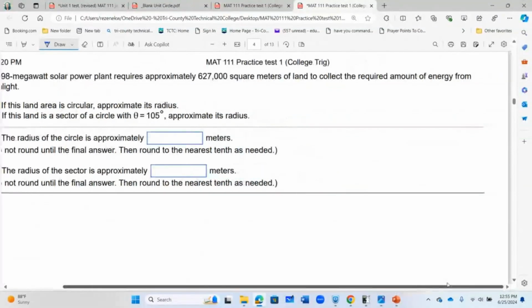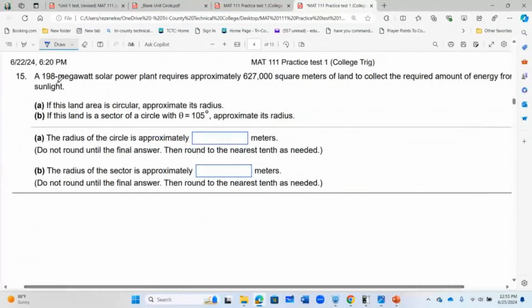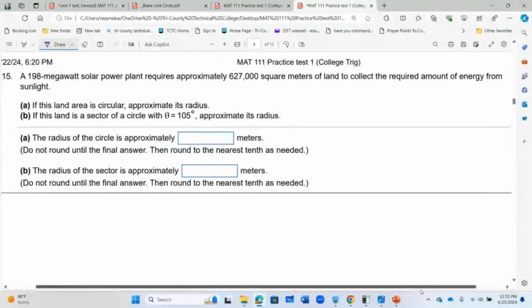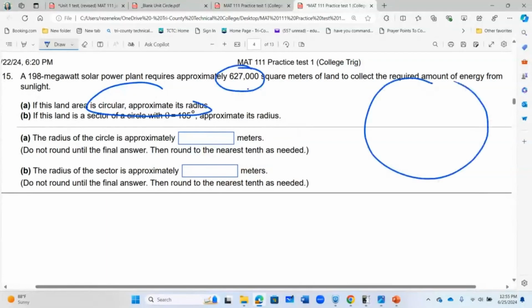A 198 megawatt solar power plant requires 627,000 square meters of land to collect the required amount of energy, and so on. If this land area is circular, be careful. So they're trying to ask you a circle question, where this land is circular. So let's draw this circle.